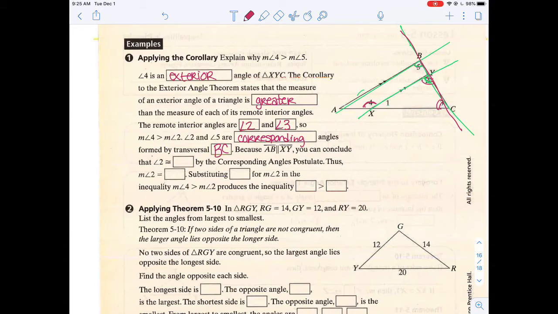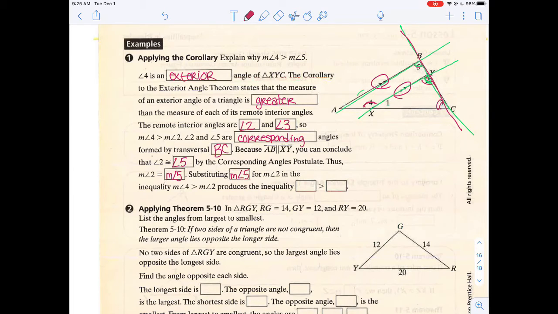Because AB is parallel to XY, which they marked here for us, you can conclude that angle 2 is congruent to angle 5 by the corresponding angles postulate. So since they're congruent, the measure of angle 2 equals the measure of angle 5.